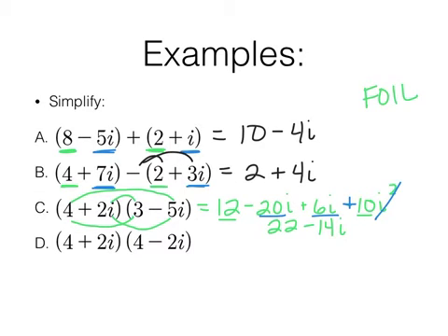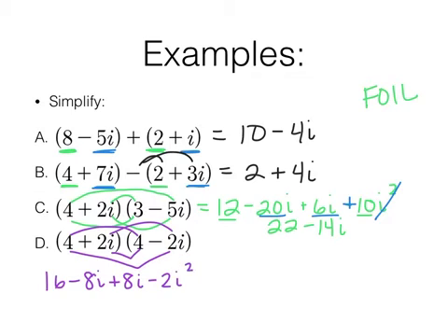Notice that these two actually have a relationship. It's the same thing, 1 plus, 1 minus. Just something to point out there. Why don't you pause it and try it? All right, first, outer, inner, last. Let's do first, 16. Outer, minus 8i. Inner, plus 8i. Oh, that's interesting. And then last, minus 2i squared.